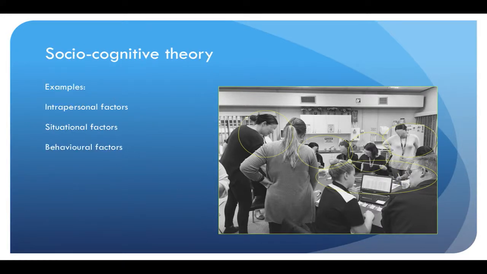In the third example, a socio-cognitive theoretical perspective, and socio-cognitive theory is made up of basically three domains. Intrapersonal factors like intelligence, knowledge, motivation, self-efficacy, etc. Metacognition as well. Situational factors and the social context. And also behavioral factors. And Bandura is one of the key scholars in that area. So from that perspective, the same picture would be interpreted through a different lens.